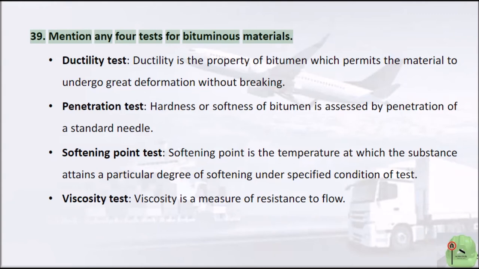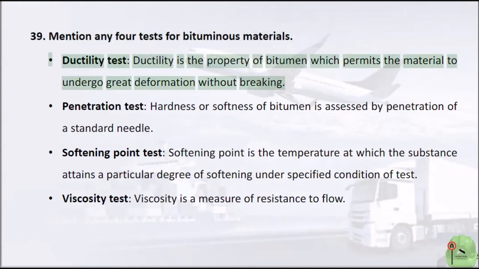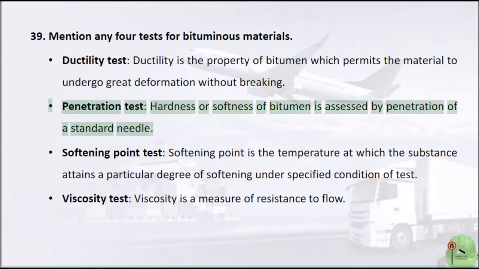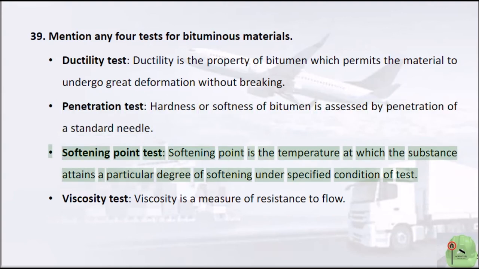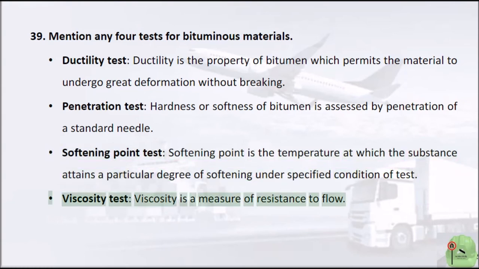Mention any four tests for bituminous materials. Ductility test. Ductility is the property of bitumen which permits the material to undergo great deformation without breaking. Penetration test. Hardness or softness of bitumen is assessed by penetration of a standard needle. Softening point test. Softening point is the temperature at which the substance attains a particular degree of softening under specified condition of test. Viscosity test. Viscosity is a measure of resistance to flow.